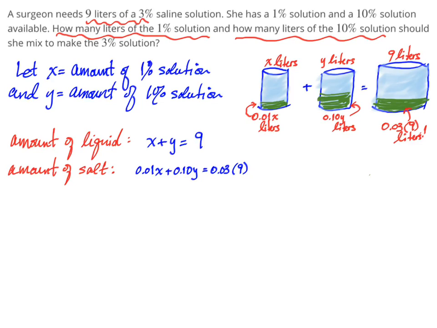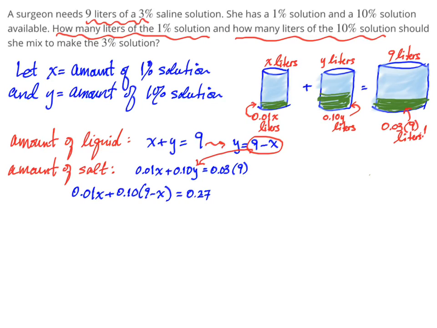Once again, we can use substitution. The first equation, I'm going to solve for y. I get y equals 9 minus x, and I'm going to put that into the second equation in place of y. My equation is 0.01x plus 0.10 times 9 minus x. On the right, I'm going to multiply 9 times 0.03, and I get 0.27.